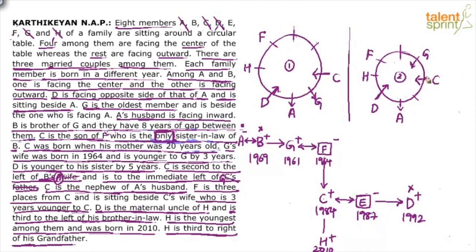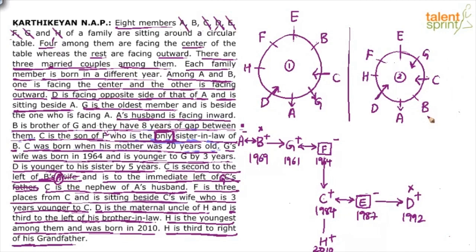F is 3 places from C, which means 3 places away: first, second, third. F is 3 places from C and is sitting beside C's wife. Who's C's wife? C's wife is E. F is sitting beside E. So in this case, if F has to sit beside E, E has to come here. Here also, E has to come here. So F and E are also done. Who is left out? B. B comes here. So how do we eliminate?